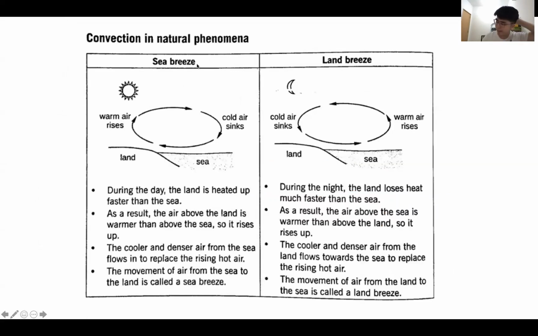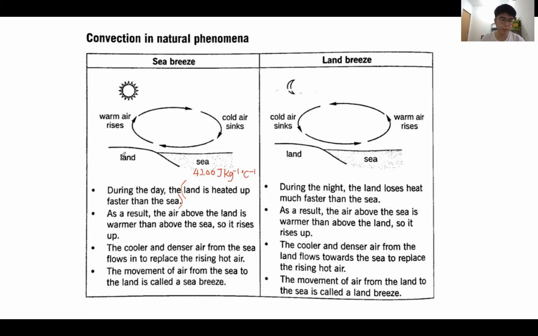Sea breeze and land breeze. In daylight, the land is heated up faster than the sea. Why? You can already answer this because you have learned specific heat capacity. What is the specific heat capacity of the sea, of water? 4200 joule per kg per degree Celsius.